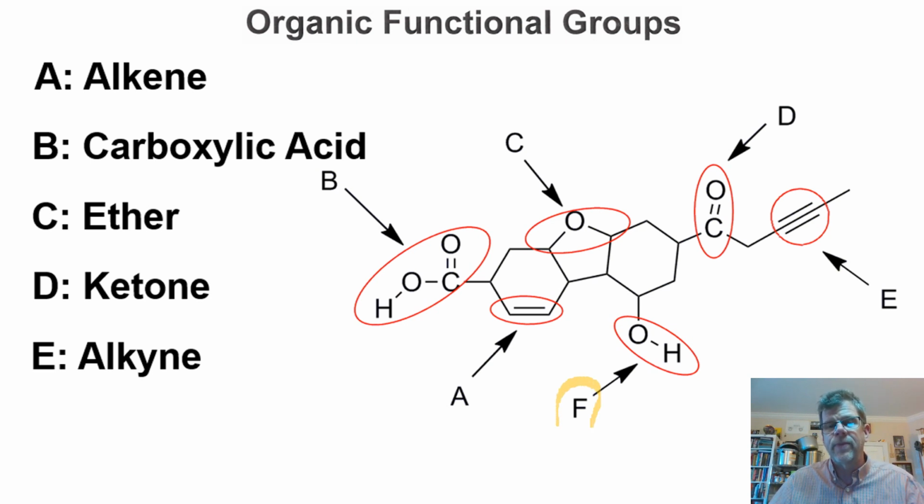Let's look at the last one, F. Here we have an oxygen, flanked on one side by hydrocarbon-type carbon, and on the other side by a lowly hydrogen. That is, by definition, an alcohol functional group. This, with practice, gets easier, I promise.